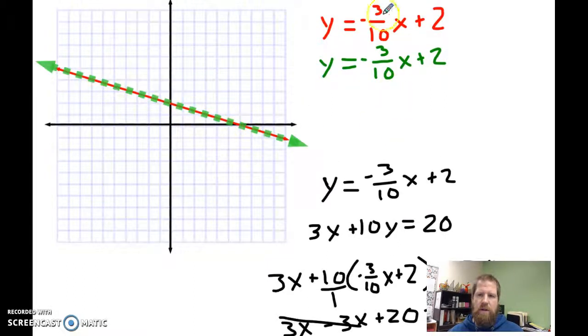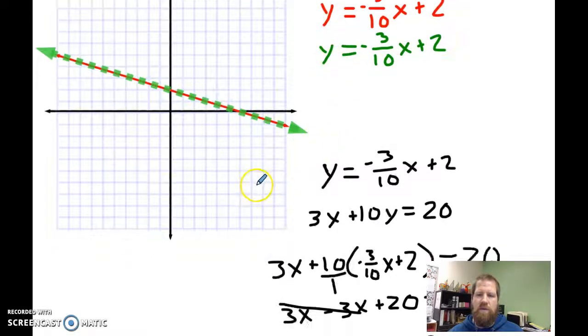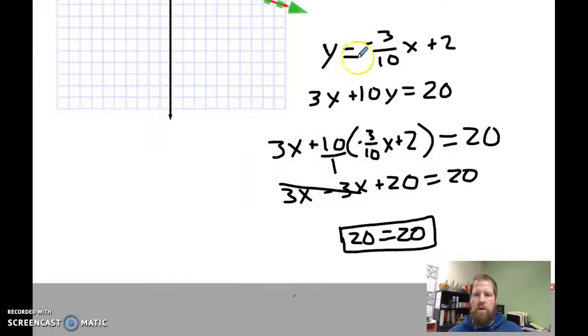Lines overlap, slopes are the same, and the y-intercepts are the same if you have them both in slope-intercept form, or you use substitution or elimination and you're left with equal constants.